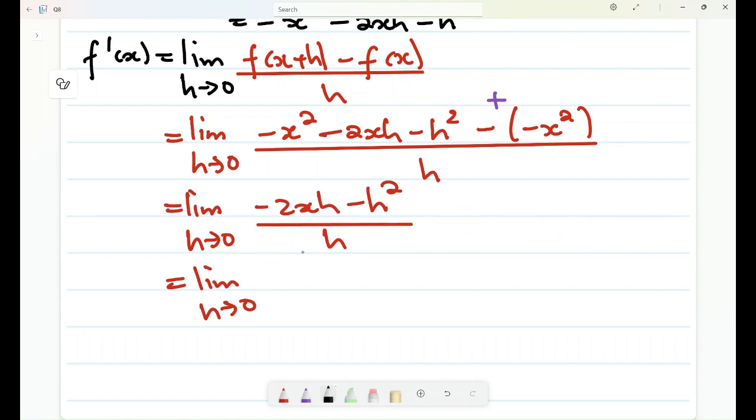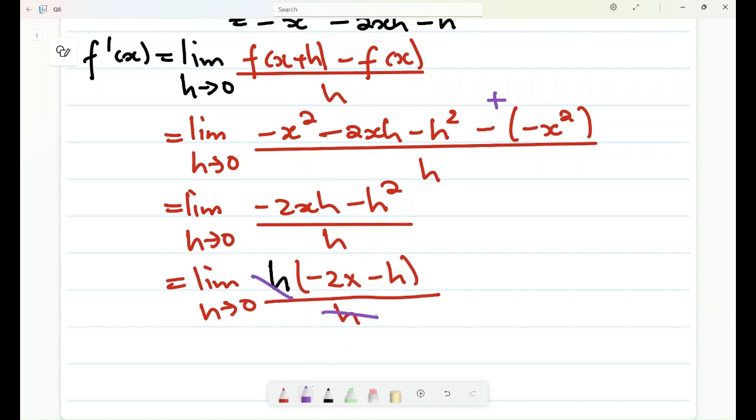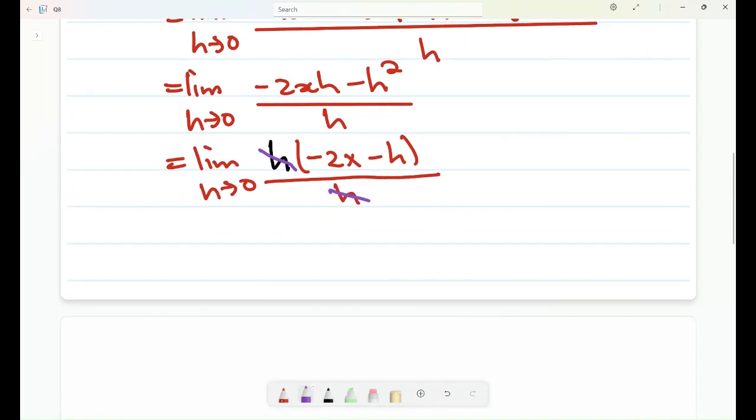All right. So how can I do that? Just factor out h. Only factor out h from this equation. Okay. Only factor out what? H. Then you are left with negative 2x minus h divided by h. Then now this h and this h will cancel off. Okay. H and h will cancel off.